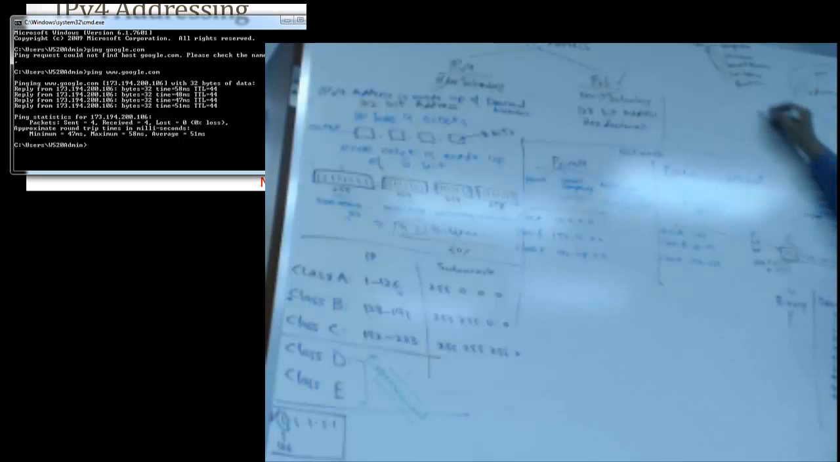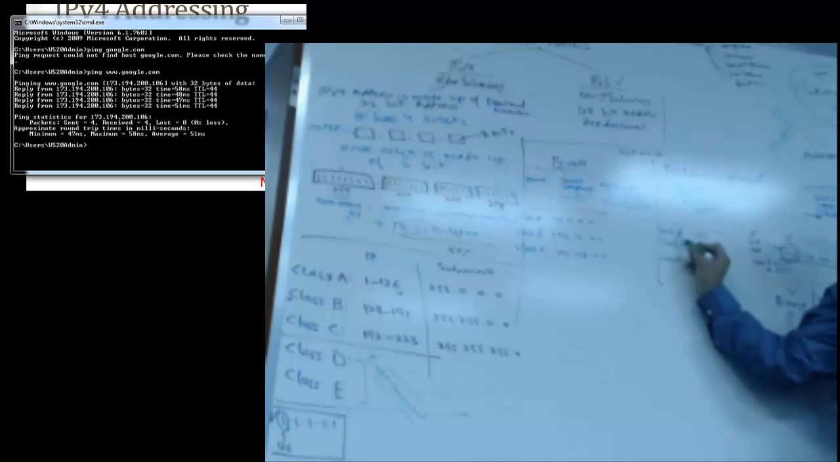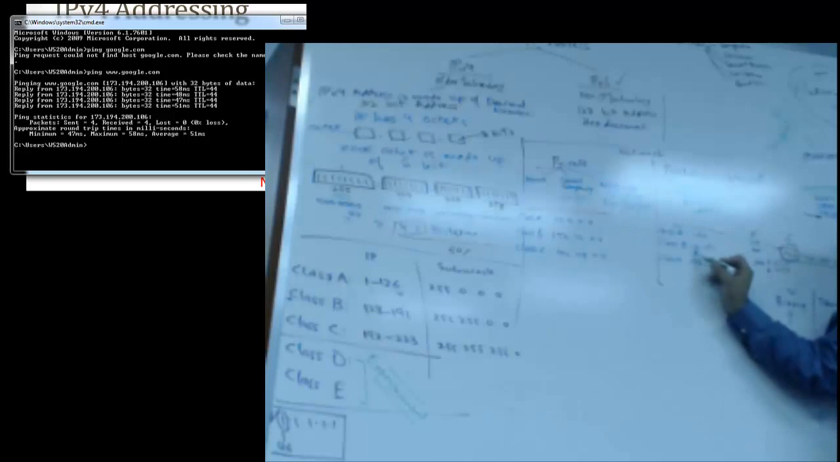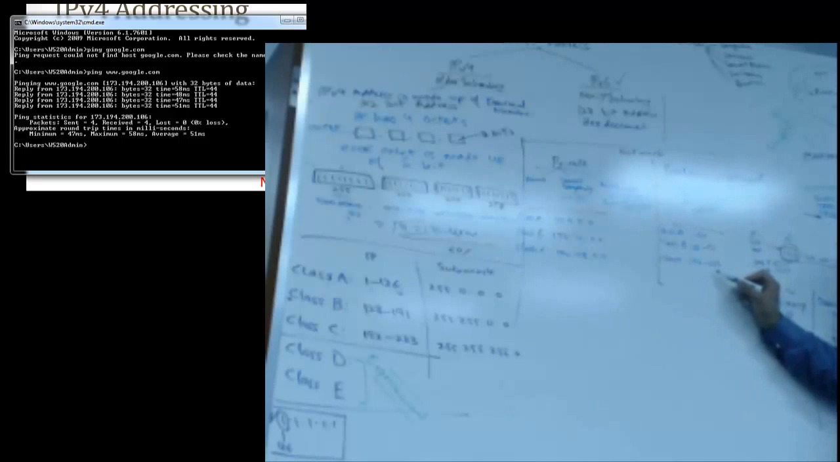But during this time they introduced classes of IP addresses: class A, class B, and class C. Any IP address that starts from 1 to 126 is class A. Any IP address that starts from 128 to 191 is class B. And any IP address that starts from 192 to 223 is class C. Now, why are there classes here?